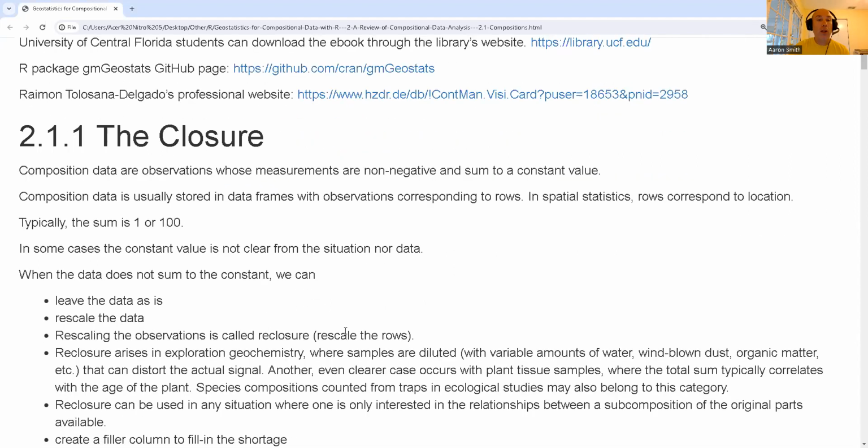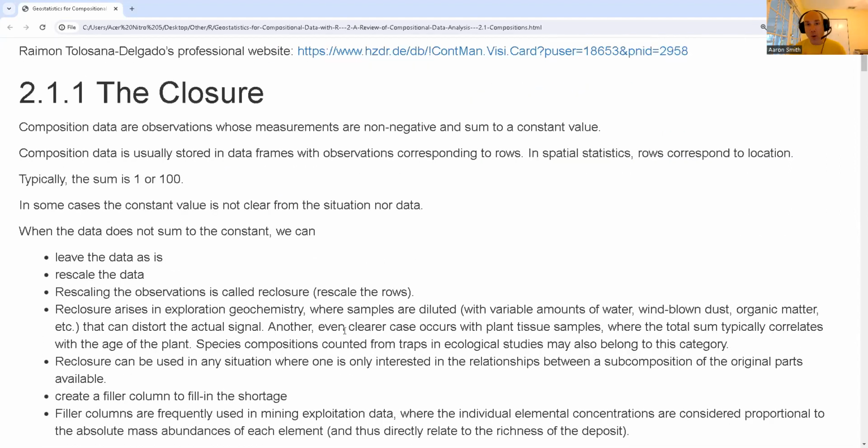All right, so let's talk about closure. Now, I'm not talking about emotional closure. I'm talking about data closure. Composition data is where our observations, the measurements, are non-negative and they sum to a constant value. So think of percentages or fractions, so that the row in my data frame adds up to 100 if I've got percentages, with all values 0 or positive, or maybe all rows sum up to 1.